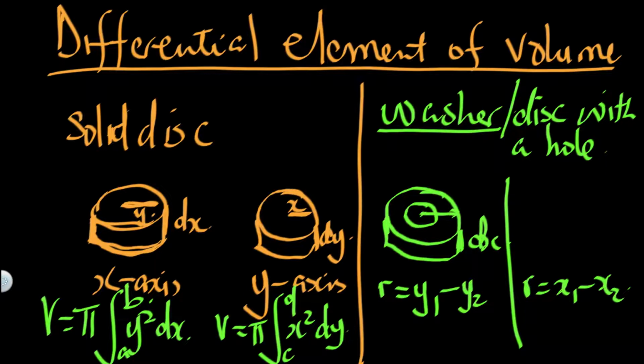So from what I just explained before, if you're using dy here, it means your c and d are actually y values. Your limits of integration are y values. This is what you get here. Then in this situation, our V will be pi times the integral from a to b of y1 squared minus y2 squared dx, the thickness.